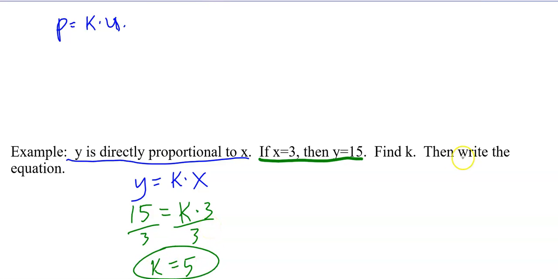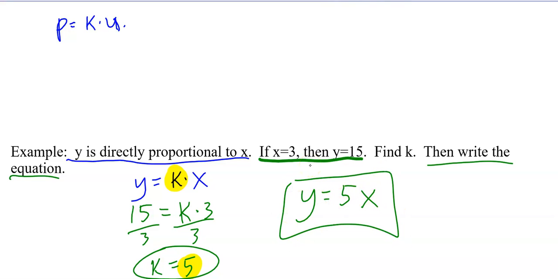Okay, I found k. Then write the equation, or sometimes it'll say write the function rule. So remember, k is not really a variable. k is going to be a number. So the function rule for this one will be y equals 5 times x.